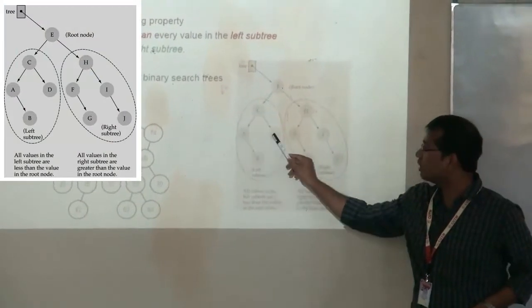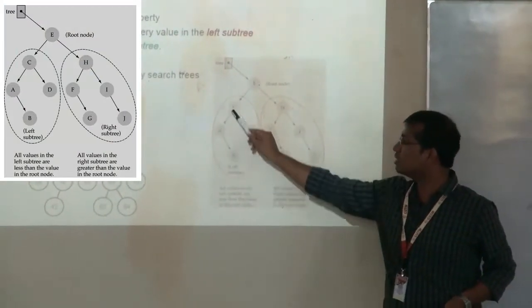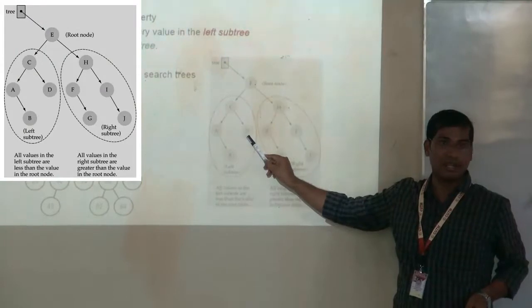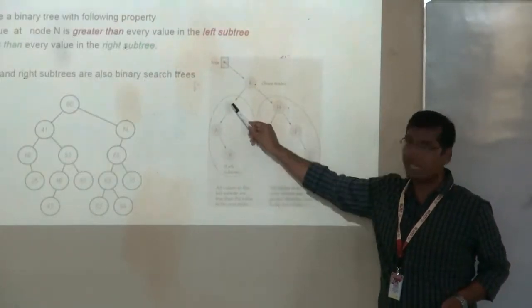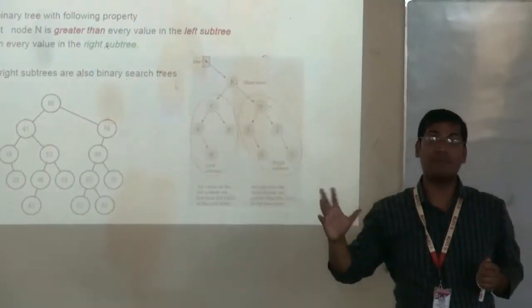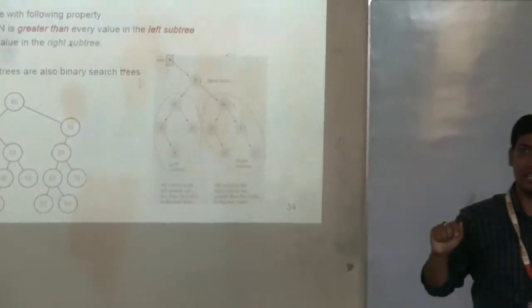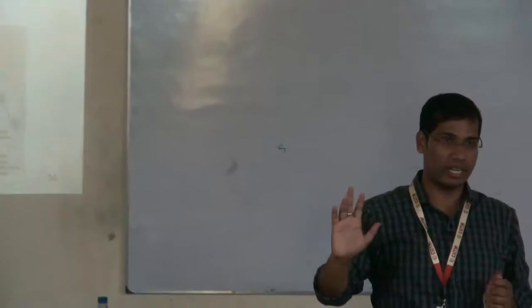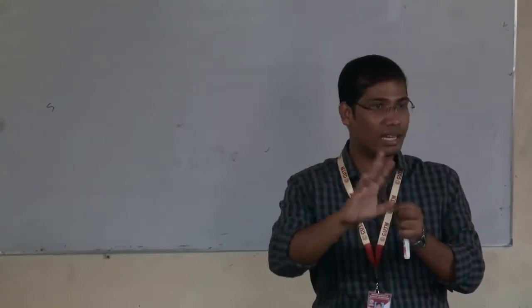And you check the left side. This is A, this is B, this is C, this is D. So A, D, B, C all are smaller than E. This tree is in alphabetical order. Here there is no numeric key, there is alphabetic ordering. So in alphabetic ordering, E is greater than ABCD.